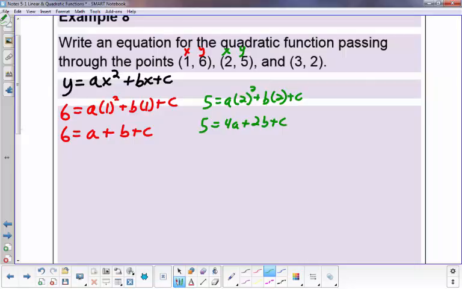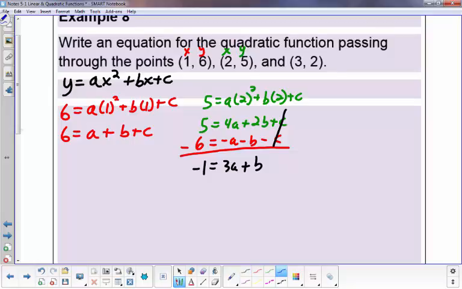So a good thing to do here would be, we can eliminate one of our variables real quickly, knowing we have the first equation, second equation. If we subtract the first from the second, 5 minus 6, 4a minus a, 2b minus b, c minus c, we see that we eliminate, we get negative 1 equals 3a plus b, and my c's go away. So now I've eliminated one of my variables. I can solve 2. 2 is a little bit easier than 3.